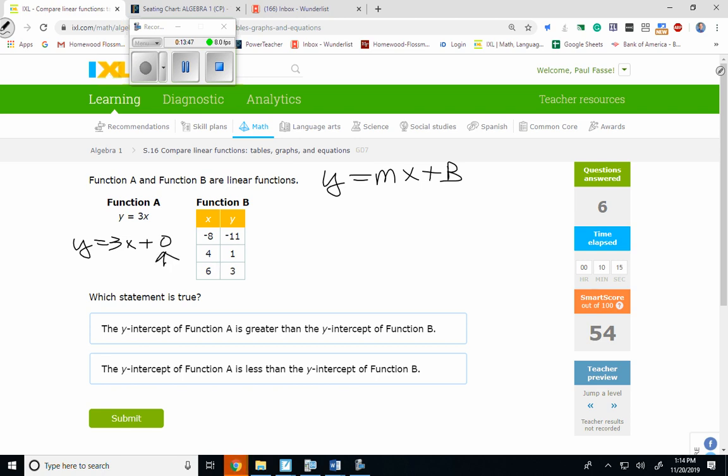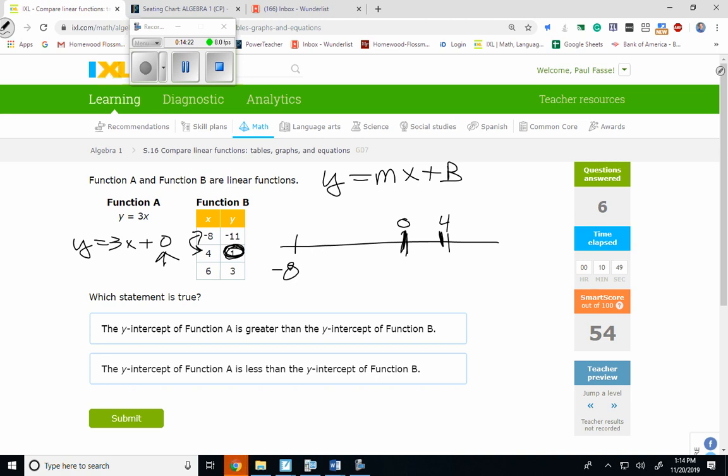So now we look over here and we go, okay, what's our y-intercept here? Well, we're just going to have to estimate. Where x is 0, it's somewhere between 4 and -8. If I think about 4 and -8 on a number line, 0 is going to be a little closer to the 4. So our y-intercept is going to be somewhere between -11 and 1, a little closer to 1. Not a ton closer, right? It's not right up against 4, but a little closer to that.